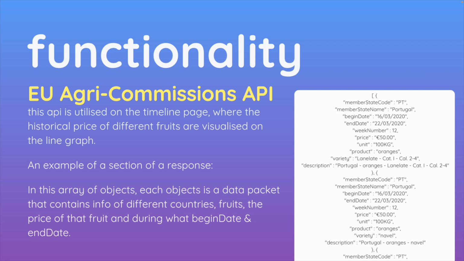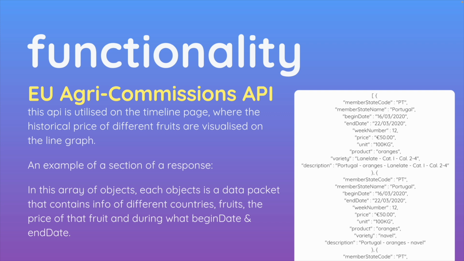Each of these objects is basically an entry point that someone added to track the price at a specific current time, in a specific country, of a specific unit, a specific variant of a fruit, and a variety. So it's very in-depth, but a really great API. And you can see, for example, in Portugal, between the 16th of March and 22nd of March, it cost £50 for 100 kilograms of Lanette oranges.